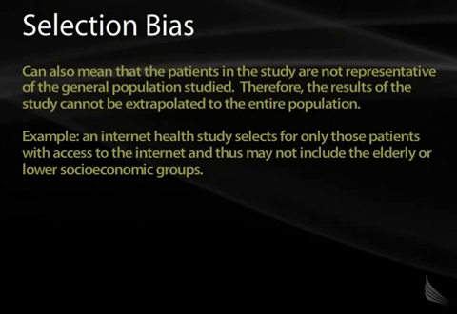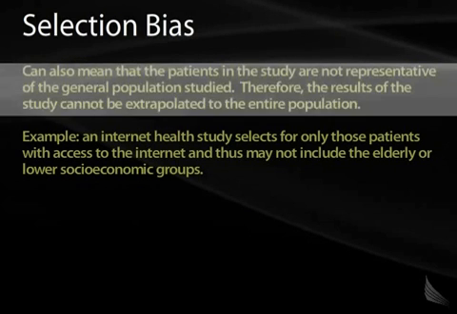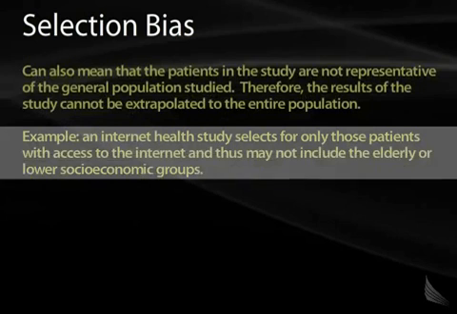Another form of selection bias is that the patients in a particular study may not be representative of the general population as a whole. Therefore, the results of the study may not be extrapolated to the entire population. For example, an internet health study selects only those patients with access to the internet, and therefore may not include the elderly or lower socioeconomic groups, and therefore the results of a study with patients selected in this manner may not be extrapolatable to the population as a whole.